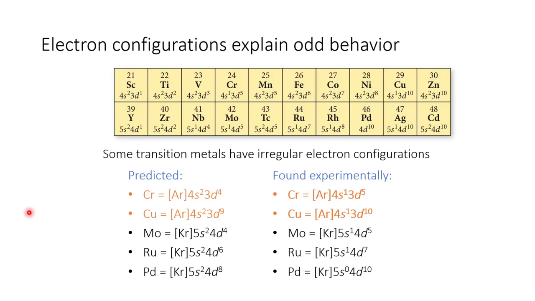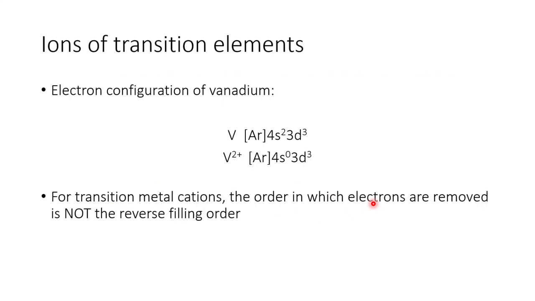So why do we even care about these electron configurations so much? The reason is that it really helps us explain that odd behavior that we see. I've showed you this figure before. Some transition metals have irregular electron configurations. And remember, these are what we predicted, but this is what we found experimentally. And again, we're going to go with the experimental. You don't have to know this by looking at it. It would have to be determined experimentally. But we want to be able to explain what we see when we see experimentally determined results.